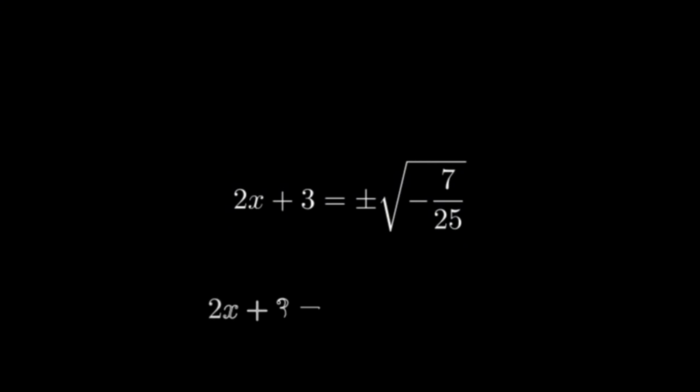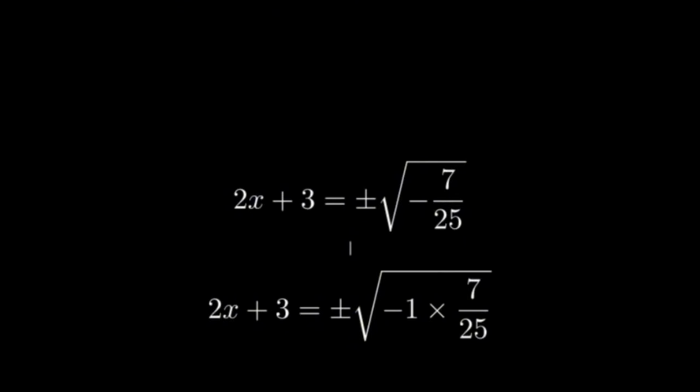In our previous work, we ended up with this equation: 2x plus 3 equals plus or minus the square root of negative 7 over 25. Now we need to simplify this complex expression to a more standard form. When working with the square root of a negative number, it's helpful to rewrite it by factoring out negative 1. This allows us to use the properties of complex numbers.